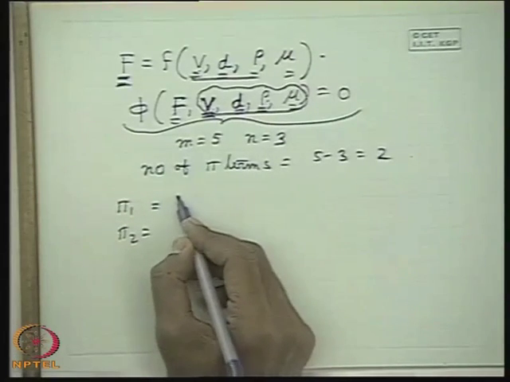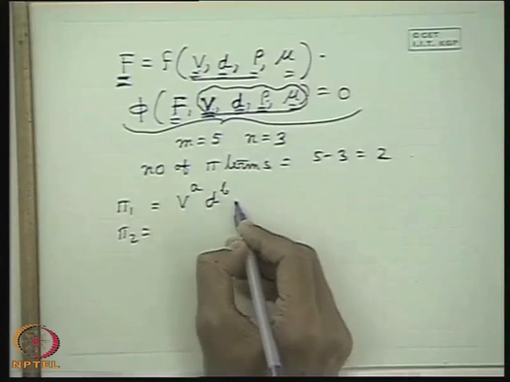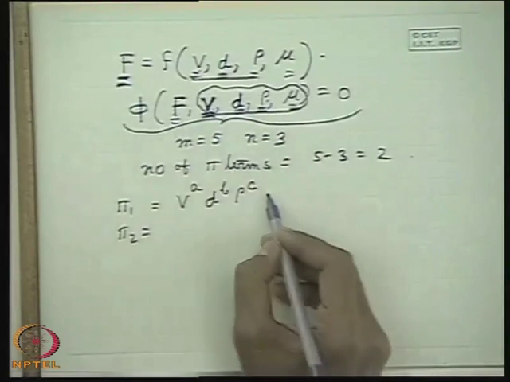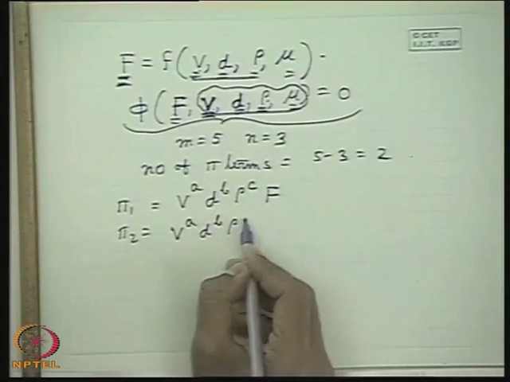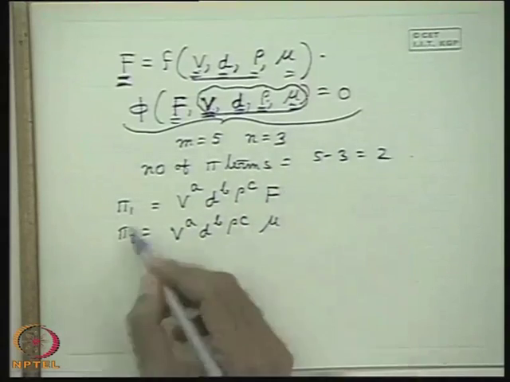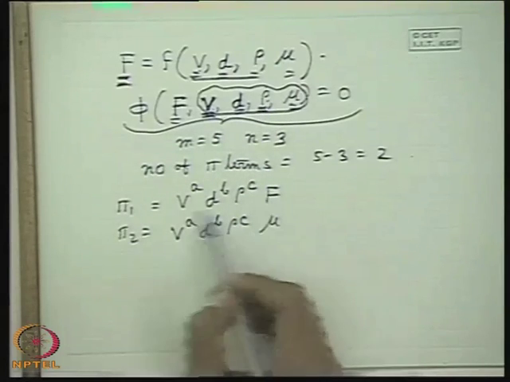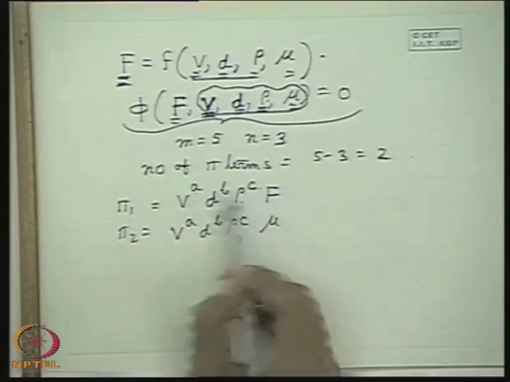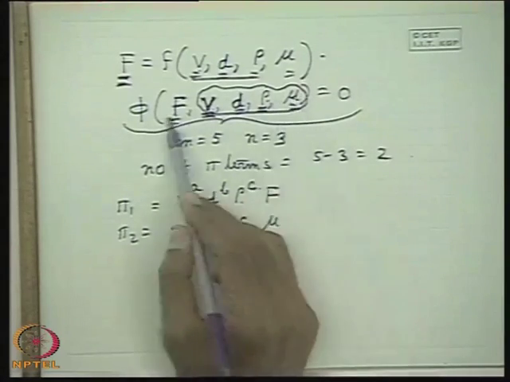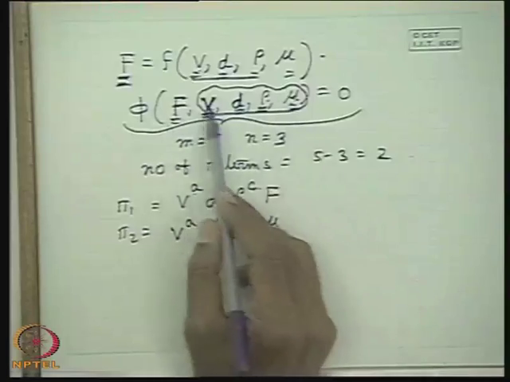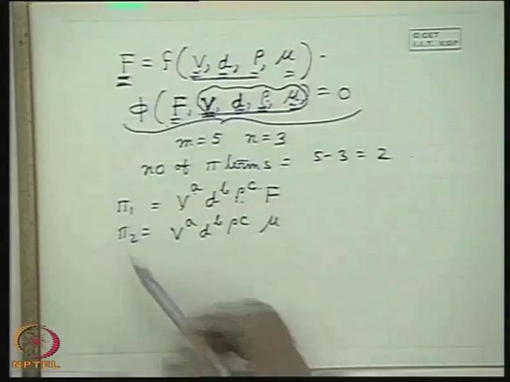Then the procedure is that the first pi term will be V to the power A, D to the power B and rho to the power C, with unknown integer exponents, and one of the remaining variables, say F. And another will be V to the power A, D to the power B, rho to the power C, and the other remaining variable, mu. So all the remaining variables apart from the repeating variables have to be multiplied with the repeating variables raised to unknown arbitrary indices. The number of pi terms will automatically match, because there will be two left: out of these 5 parameters, if 3 are taken as repeating variables, 2 variables will be left, so there will be 2 pi terms.